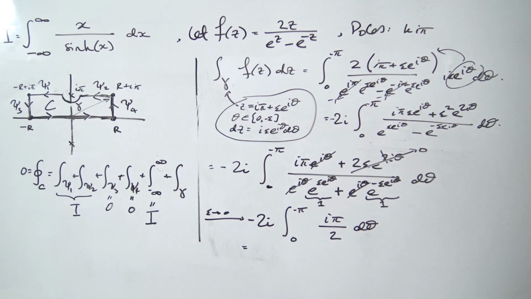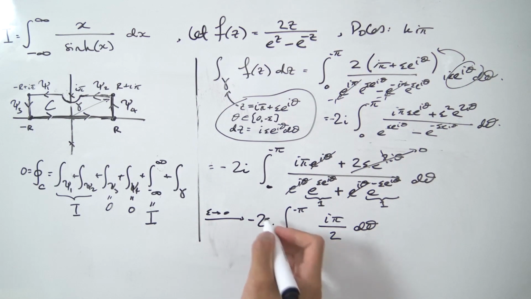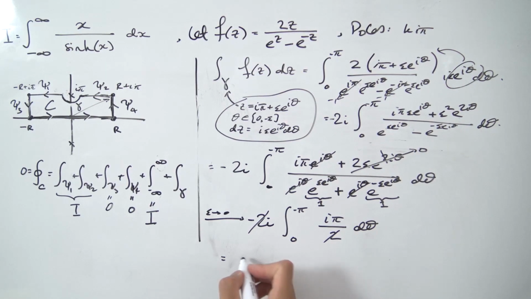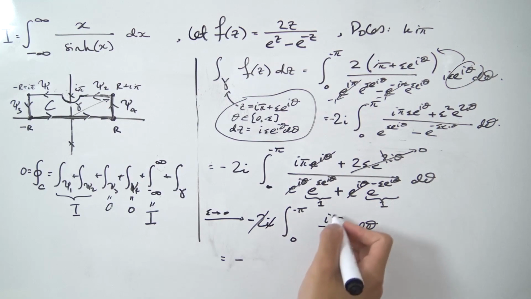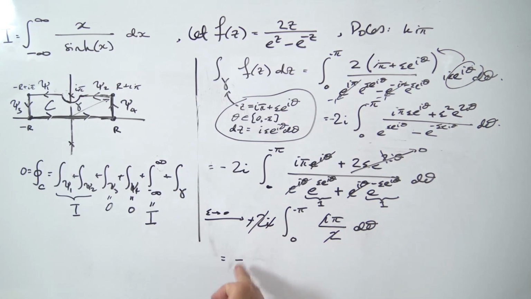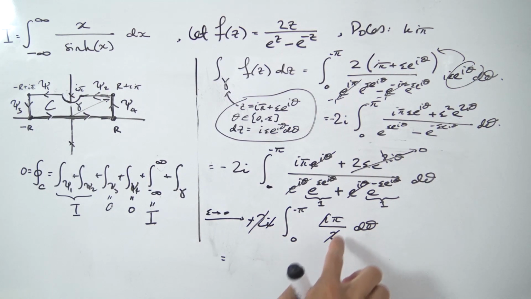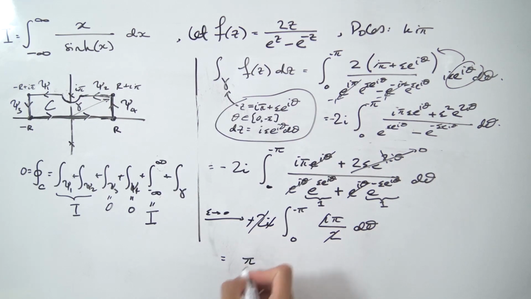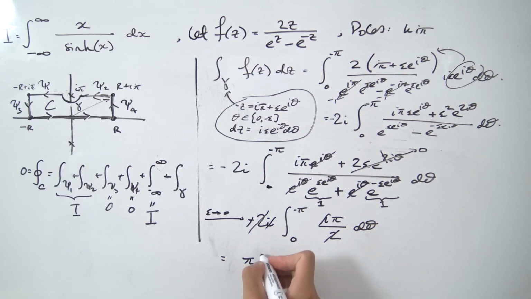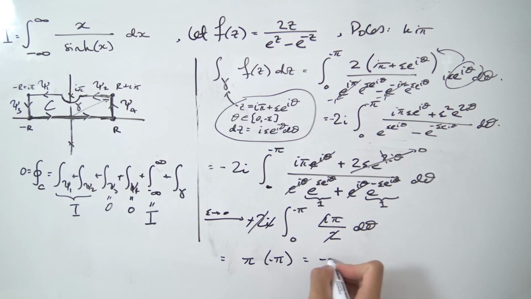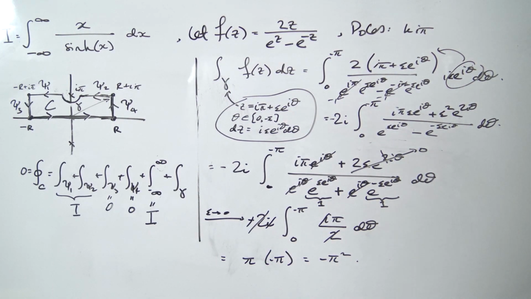So what is this equal to in the end? Well, these 2's are going to cancel, and we get minus i times i, that's negative. So i times i will cancel with the negative out here. And we're basically left with pi, and then the integral from 0 to minus pi of d theta. But that's just minus pi. So this is minus pi squared in the very end.